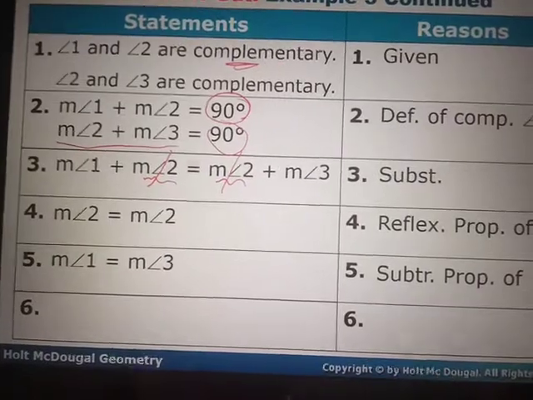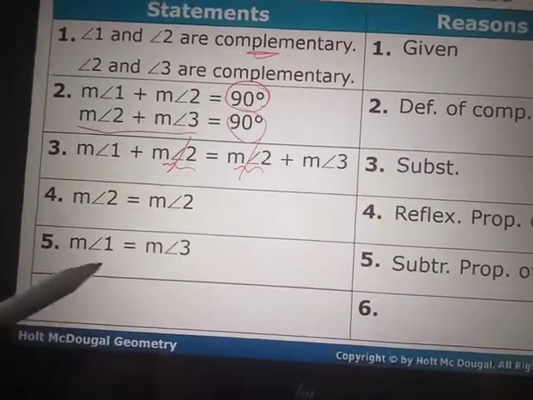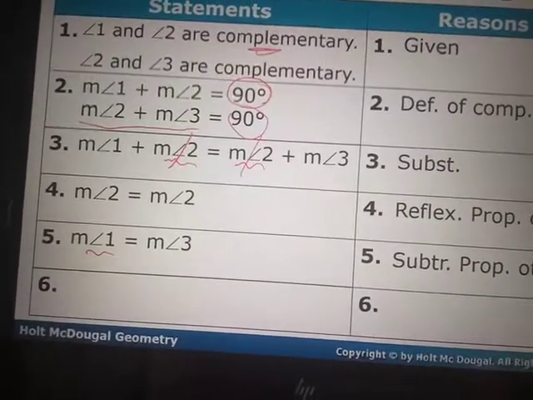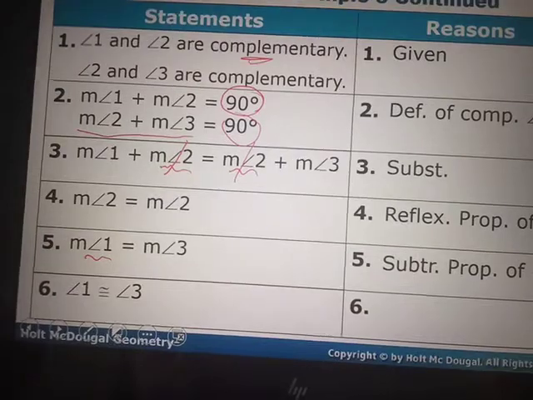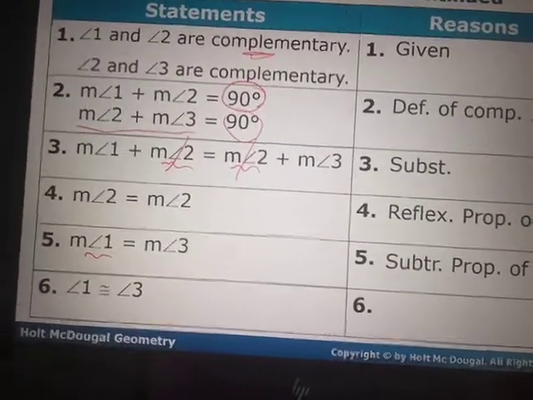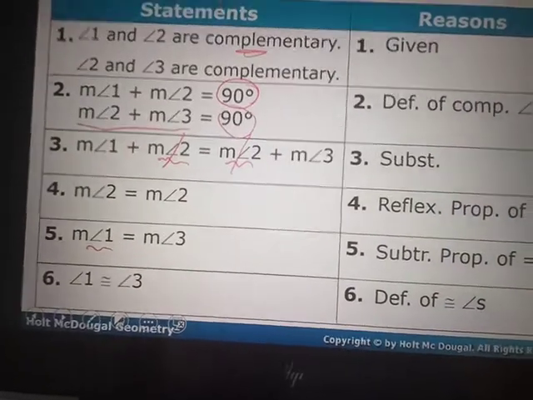If they are equal, equality led to congruent. So angle 1 congruent to angle 3. From where? From definition of the congruent angles. Understand?